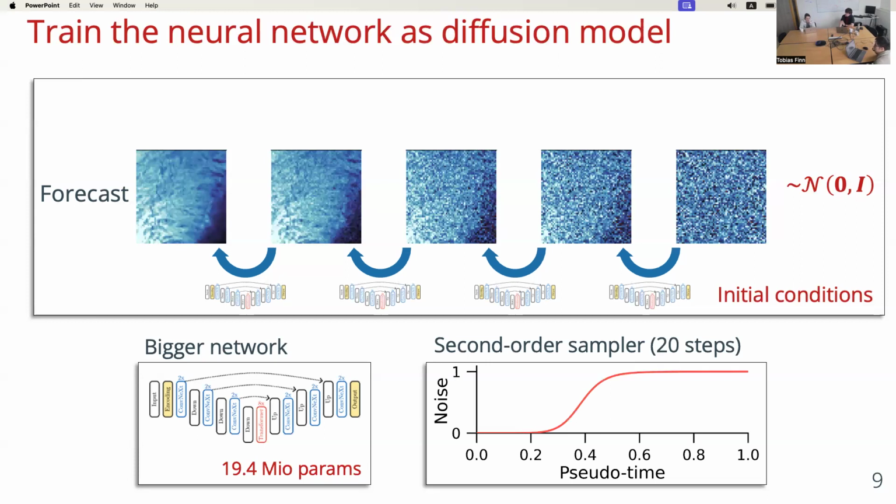And then to generate the forecast, I do 20 sampling steps, and I use a second order sampler, and so it can basically be seen as integrating an ordinary differential equation, so integrating the ODE in pseudo time from time 1 to time 0. And here we can see that until time 0.5 we have a lot of noise in our data, and then we reduce the noise quite fast.